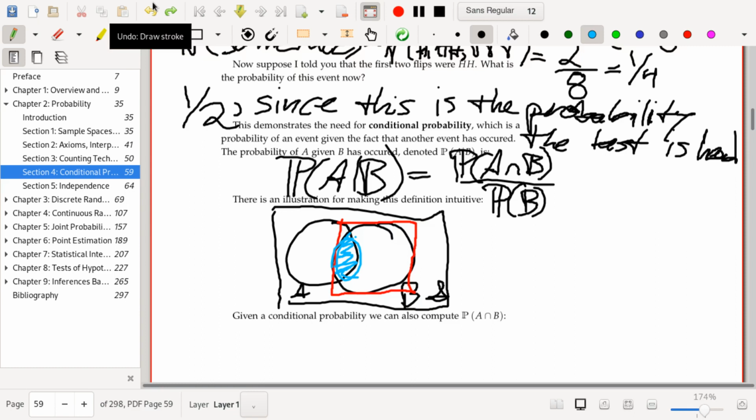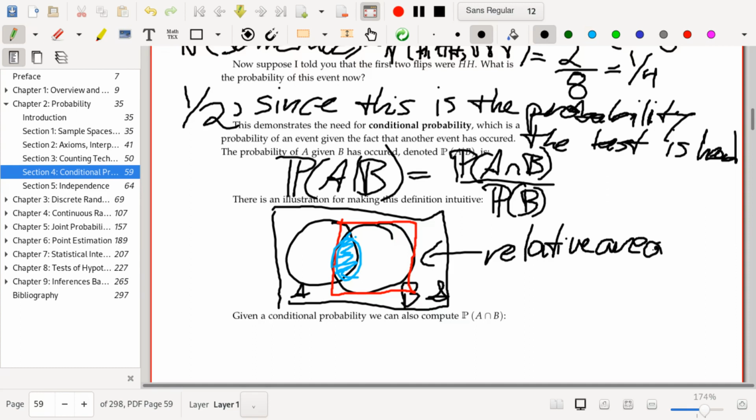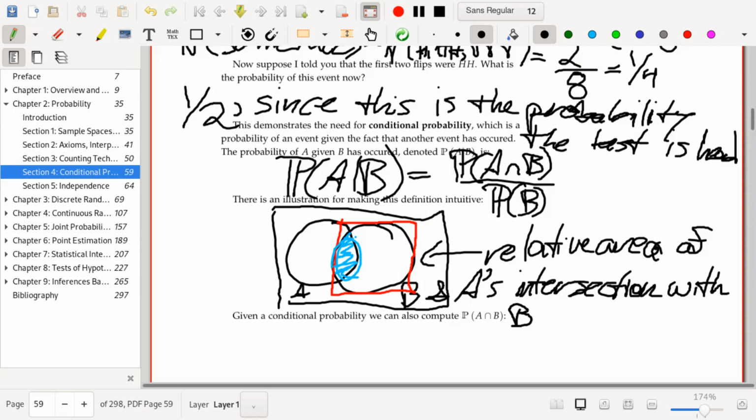We are now looking at A's area in B relative to B. So this part becomes the part that's of interest. So we're looking at now the relative area of A's intersection with B. And if we're saying that we are conditioning on the event B happening, at some level B becomes the new probability space.